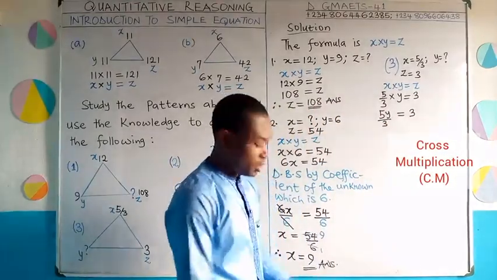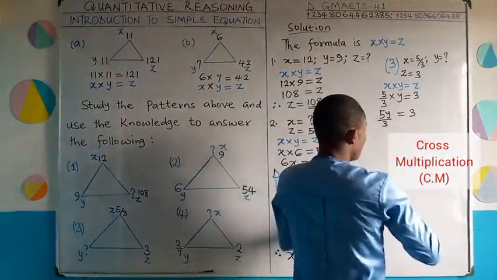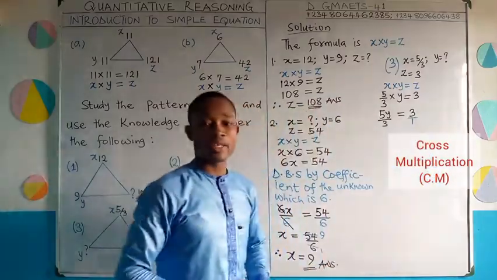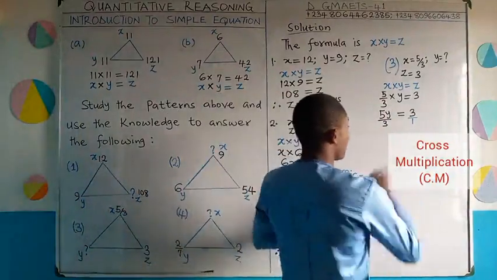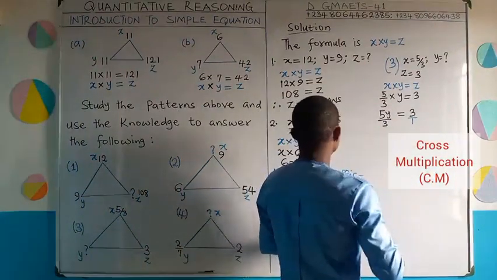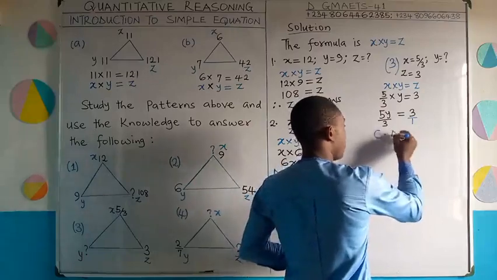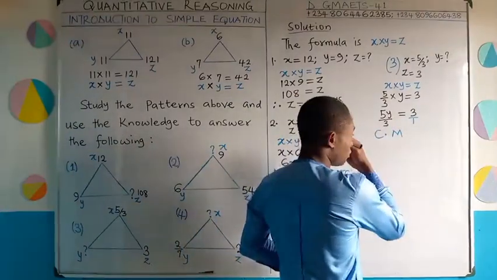Are you following? Okay, just for this question, let me show you something. Let me just put over 1 here. I may not write it in other questions to come. Then the cross multiplication, I said I'm going to write it here. You should do cross multiplication. CM, that's cross multiplication. And to cross multiply, you know what to do.